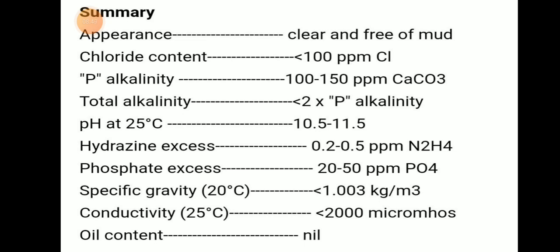Then hydrazine excess should be 0.2 to 0.5 ppm N2H4. Phosphate excess should be 20 to 50 ppm PO4. Specific gravity at 20 degrees Celsius should be less than 1.003. Conductivity at 25 degrees Celsius should be less than 2000 micro ohms, and oil content should be nil. These are the basics that we need to maintain in boiler water.